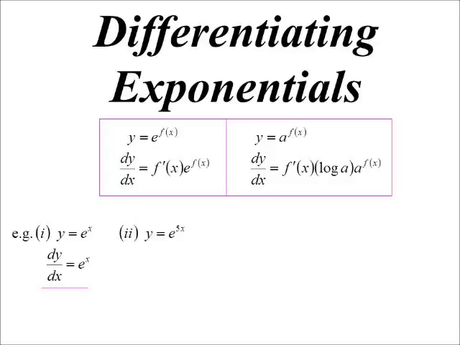Okay, e to the power of 5x. Differentiate 5x, you get, yes, 5 is the answer. So we get 5e to the 5x. Oh, this is a bit trickier. e to the 4x plus 3, differentiate 4x plus 3, you get? 4. So we get 4e to the 4x plus 3.